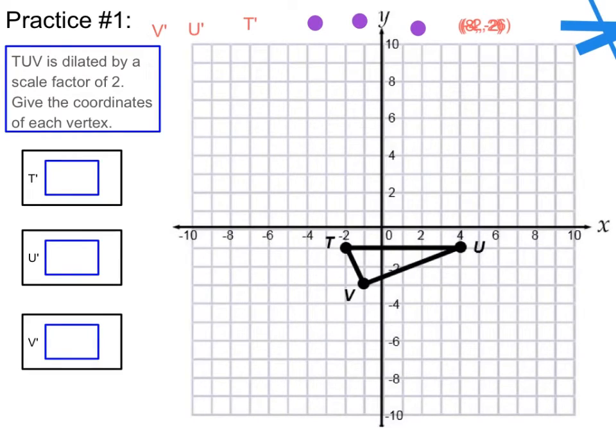Let's take a look at practice number 1. TUV is dilated by a scale factor of 2. Give the coordinates of each vertex. So this is a practice problem. I want you to try it on your own. You're going to go ahead and pause the video, then press play again to see if you're right. Make sure that you're recording each of the vertices and drawing it on your coordinate plane. Go ahead and pause now, try it on your own, and press play again to see if you are right.